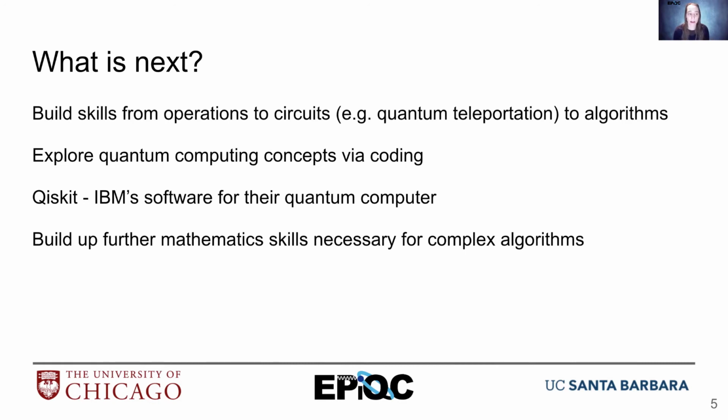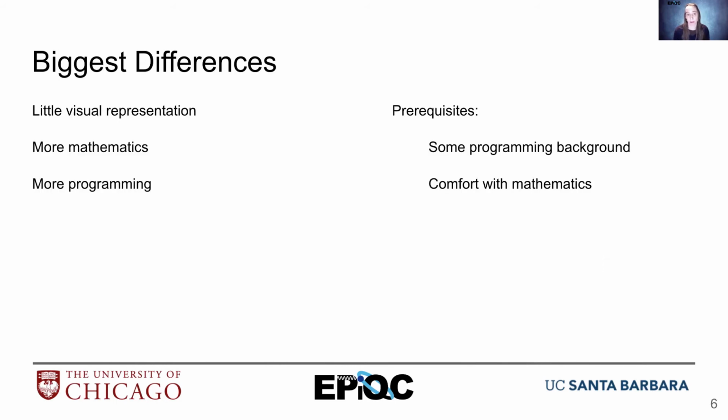And so we'll be using Qiskit, which is IBM software that they use for their quantum computer. And you'll need to make an account for that as soon as possible so that you can use the software. And we're going to keep building up those mathematics skills that are necessary for complex algorithms. So there'll be a lot bigger focus on math.